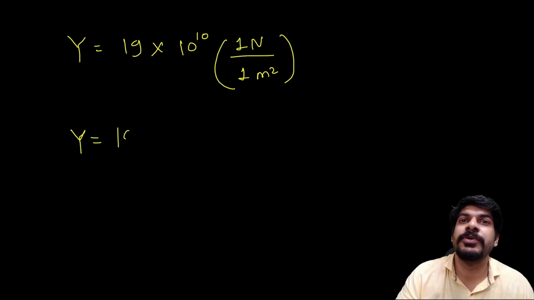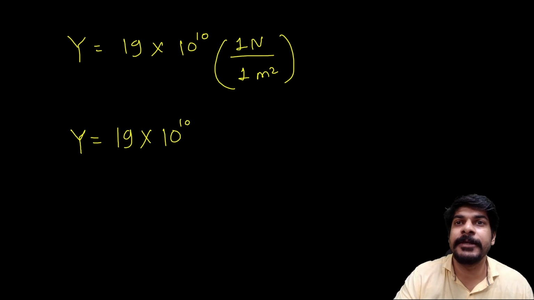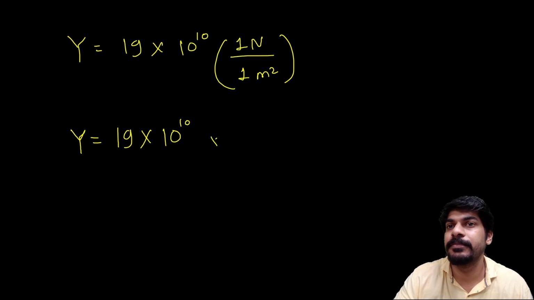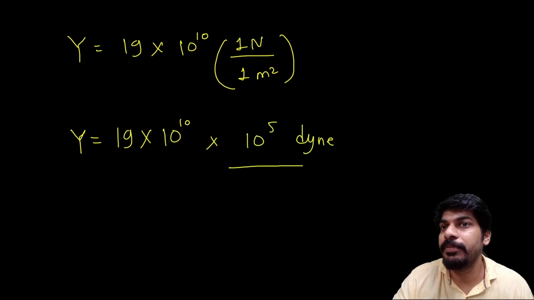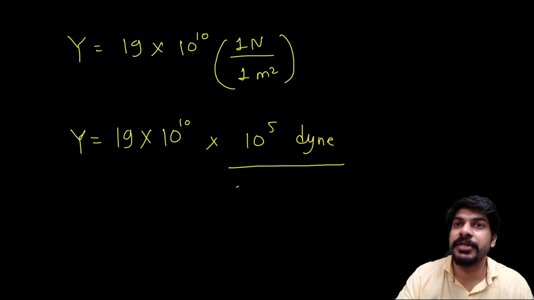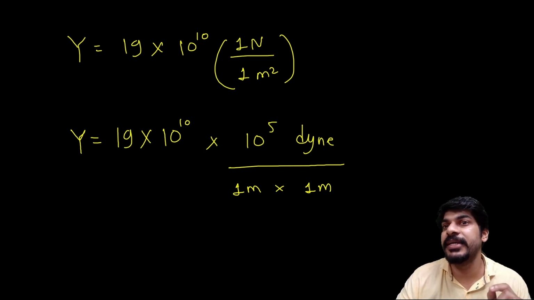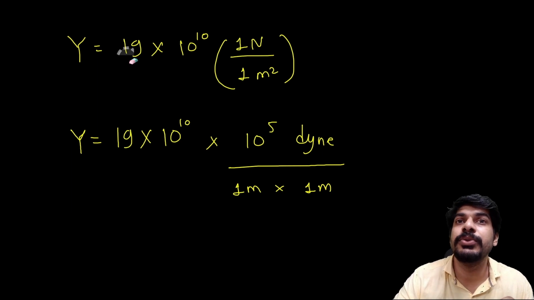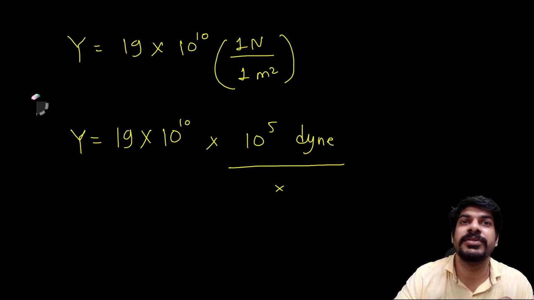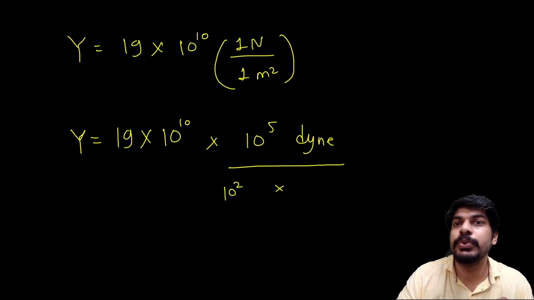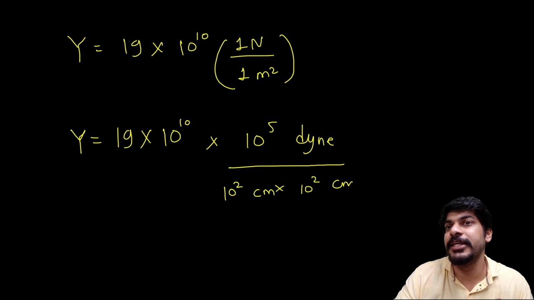So Y is equal to 19 into 10 raised to 10. Now 1 Newton is equal to how many dynes? Nothing but 10 raised to 5 dyne, divided by 1 meter squared, right? It is nothing but 1 meter into 1 meter. Now we know 1 meter is equal to 100 centimeters, that means 10 raised to 2 centimeters. So here 10 raised to 2 centimeter, here also 10 raised to 2 centimeter.